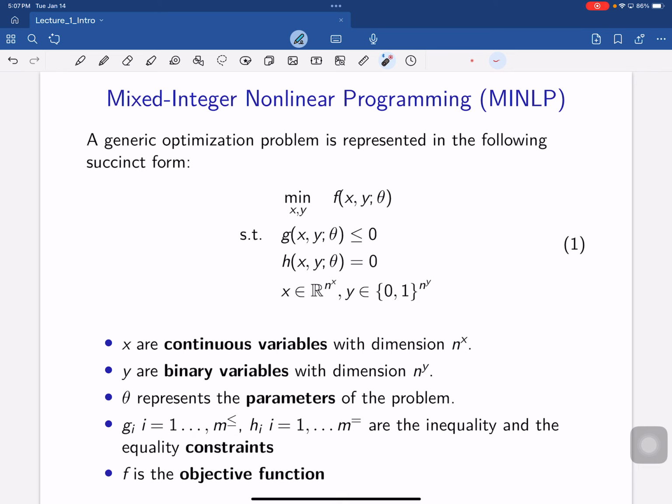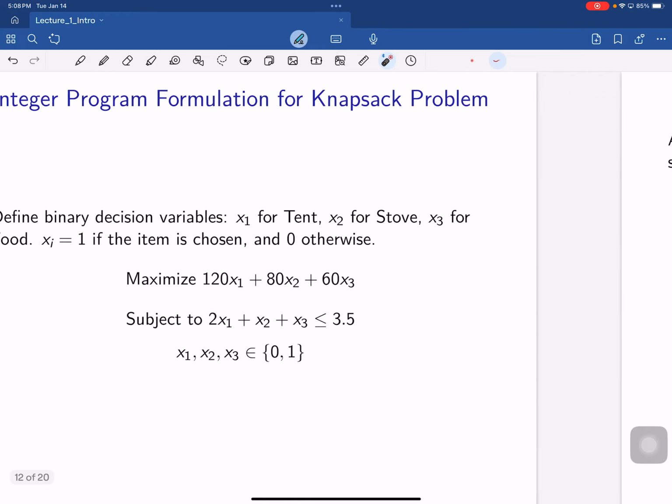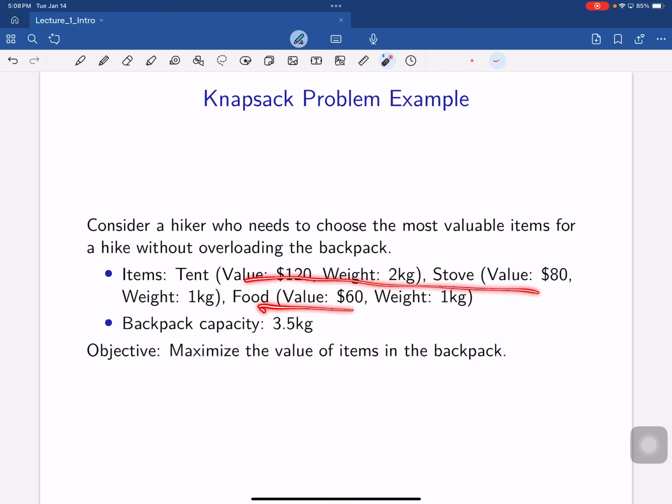So what is in this so-called mixed integer nonlinear programming? First of all, we have some continuous variables and some binary variables. Remember in the first 2 problems, we have continuous variables, which can take any real values. Here we assume the continuous variables are of dimension n superscript x without any loss of generality. And then we also have some binary variables with dimension n superscript y. So the decision variables can be both continuous and binary. And theta represents what we call parameters of this problem. What do parameters mean in optimization? That means the data you already know in this optimization problem. For example, in this knapsack problem, all the data I gave you are so-called parameters, the input parameters to this problem.